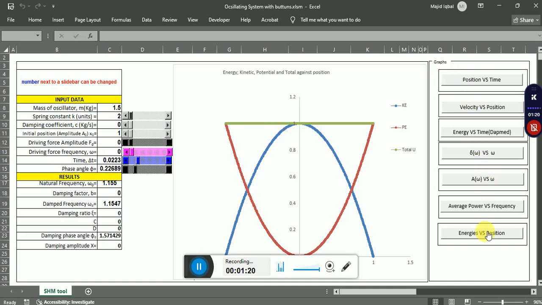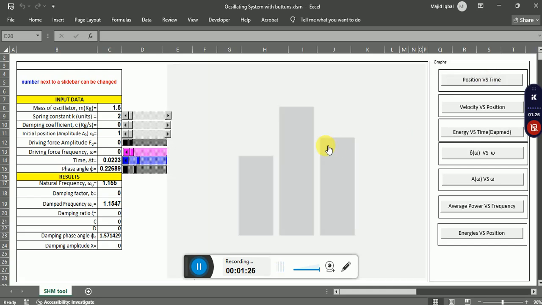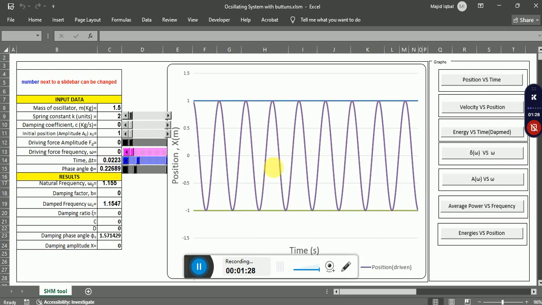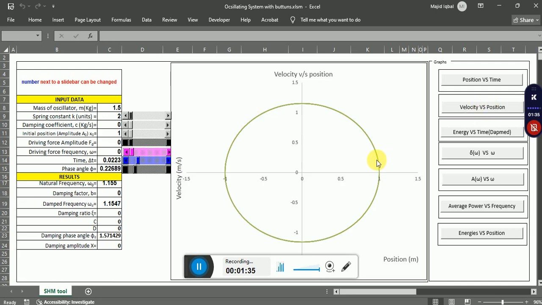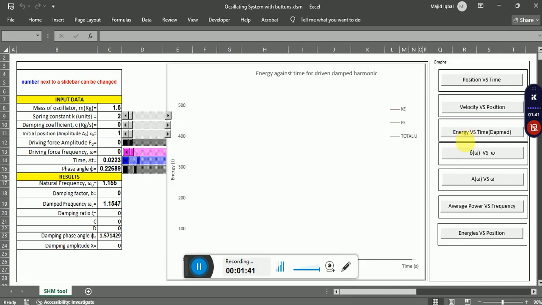And there are so many graphs which are on a button. This is the position versus time graph. It is a sinusoidal graph. This is velocity versus position, that is a phase diagram. This is energy versus time for the damped oscillator, and there are other graphs as well.